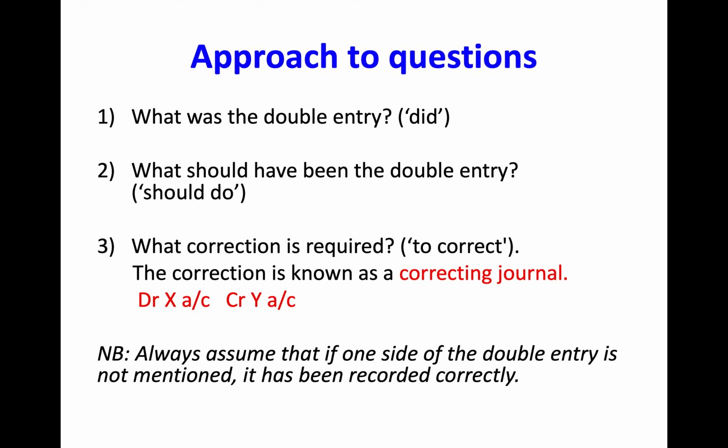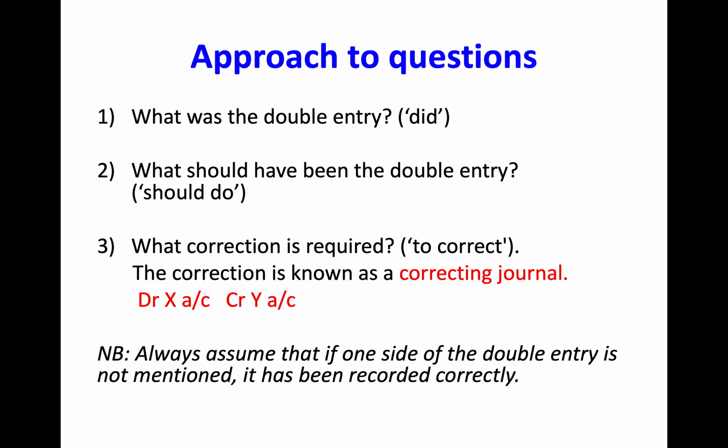Hi everyone, so today I will explain to you correction of errors. There are three steps that you need to take. The first one is what was the double entry? What did the bookkeeper post? Second question is what should have been the double entry? And the third question is what correction is required?